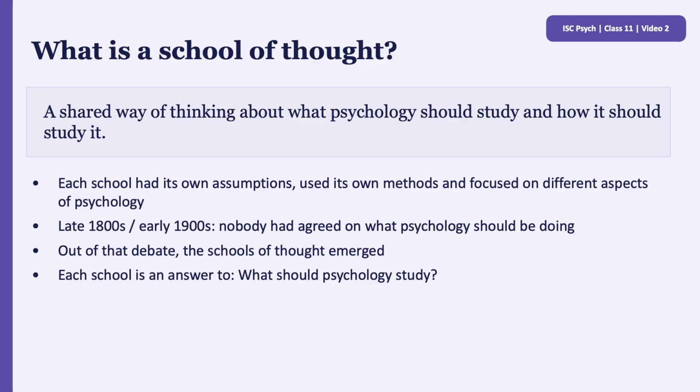A school of thought is basically a shared way of thinking about a subject. When a group of psychologists agree on what psychology should focus on and how it should be studied, they form what we call a school of thought.